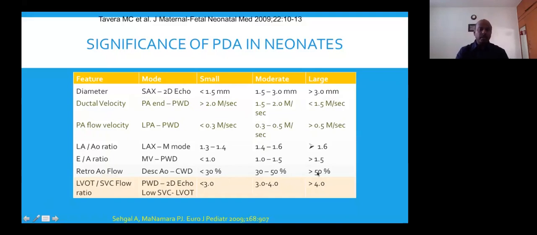When you have a large duct, the majority of the flow goes into the pulmonary artery in systole and diastole. So you have a lot of steal from the systemic circulation, with the result that when you Doppler the descending aorta, you would see a significant proportion of blood coming in the reverse direction during diastole. So that is an indication. If that's more than 50%, then that's an indication of a significant ductal steal.